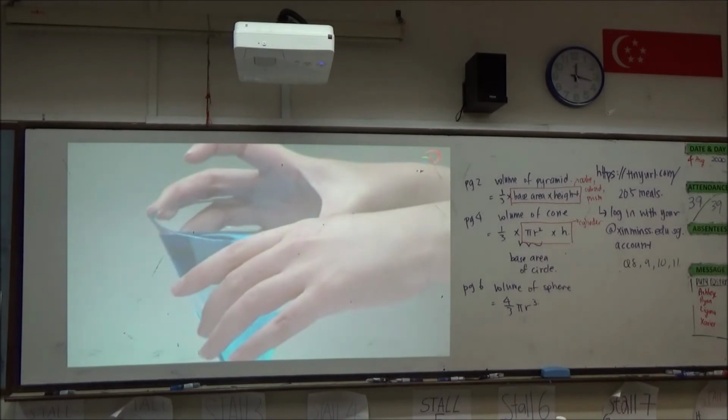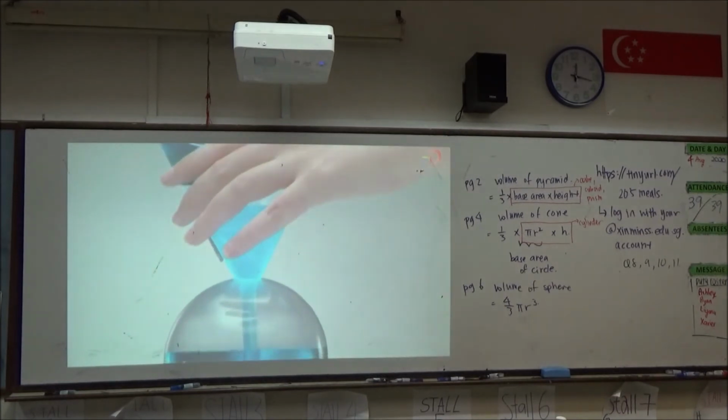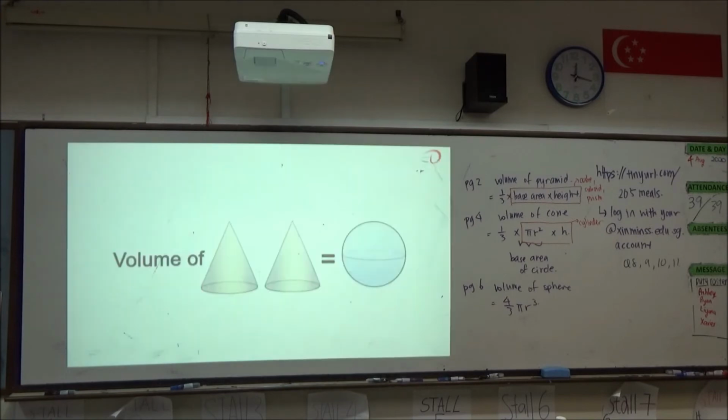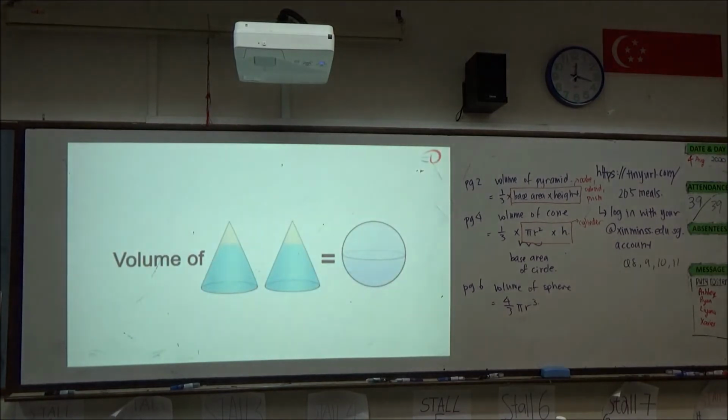Let us pour water from the cone into the sphere again. The water fills up the sphere after the second time. Perfectly filled up. So, the volume of 2 cones is equal to the volume of the sphere.